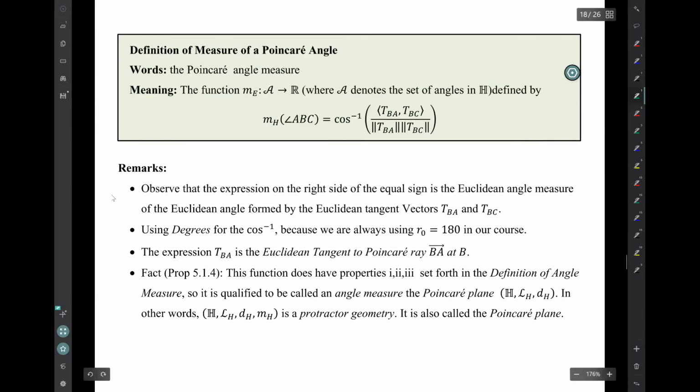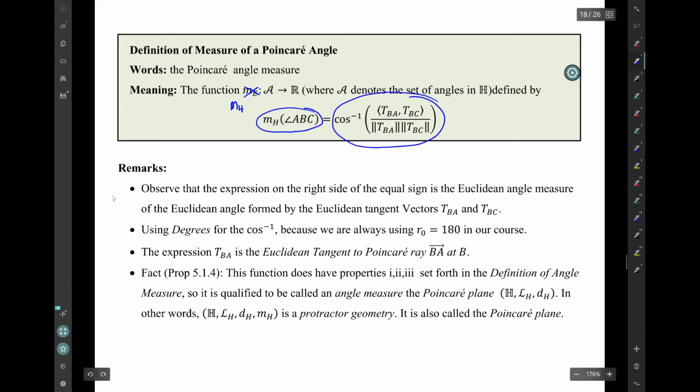So these words, Poincaré angle measure, mean this function, this should say m subscript h, with domain script A, where in this case script A denotes the set of all angles in the upper half plane, and the range of the function is the set of real numbers. And the function is defined this way. The measure of an angle, the Poincaré measure, is obtained by this formula.